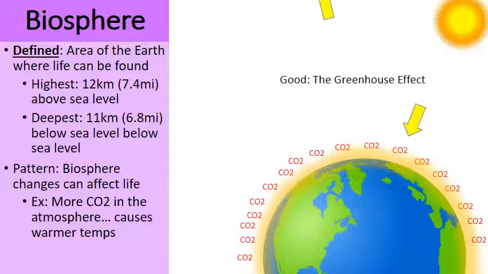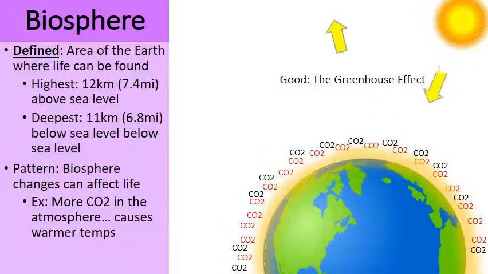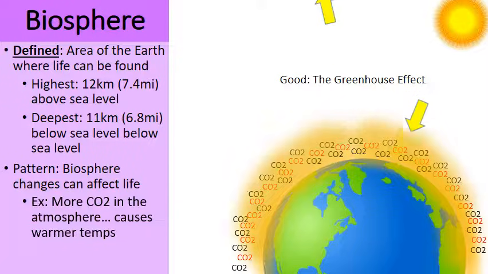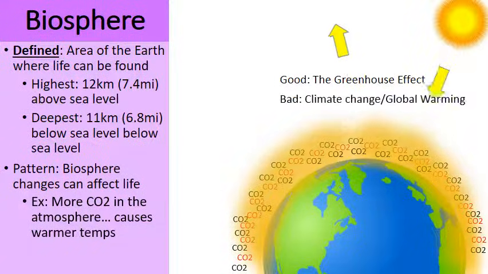But what we've seen over the past few decades is the release of a lot more carbon dioxide and other greenhouse gases into the atmosphere. And as a result, this tends to trap more heat and overly warm the planet, and this is what is known as climate change. So one of the patterns is that altering the biosphere can have a great impact on life.